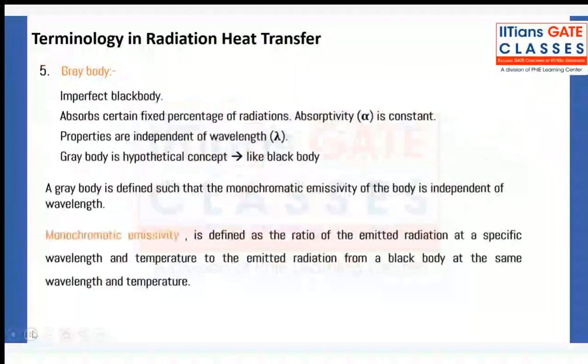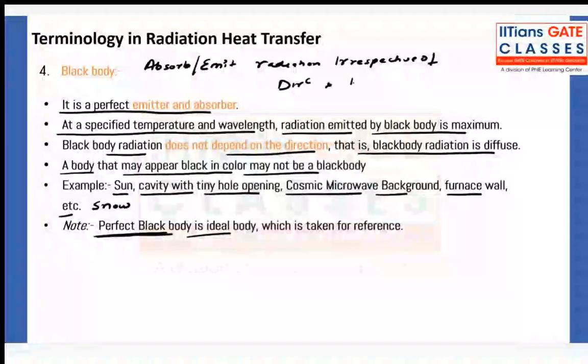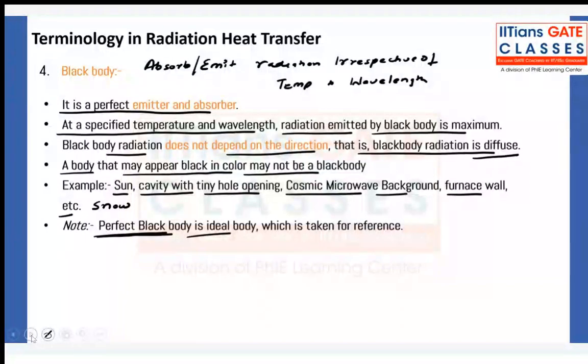So let us come to gray body. Now a black body is a body that can absorb or emit radiations irrespective of temperature and wavelength. Whatever temperature, whatever wavelength, it does not matter. Of course we cannot get this type of body. For the radiations to be diffused, it should be a perfectly fine surface that you cannot ever achieve. So let's compare to a more realistic surface, although that is also not real, that is called a gray body.